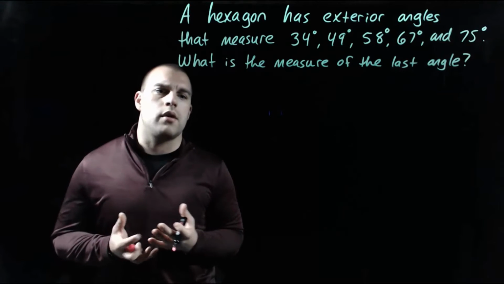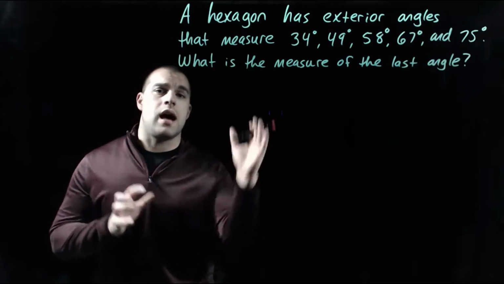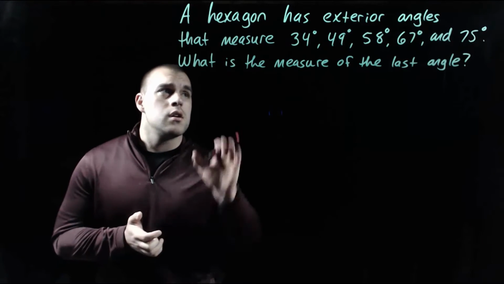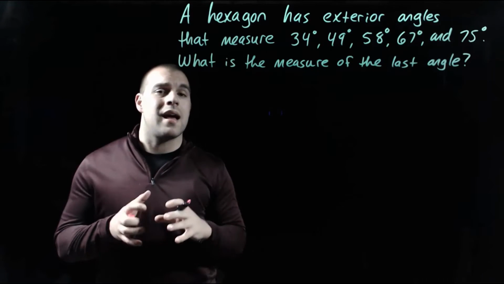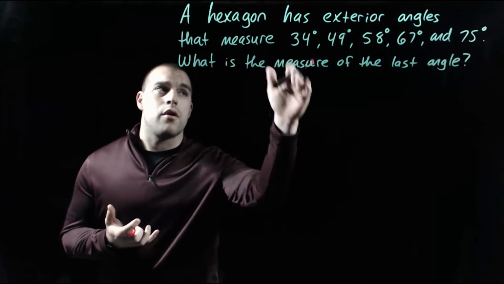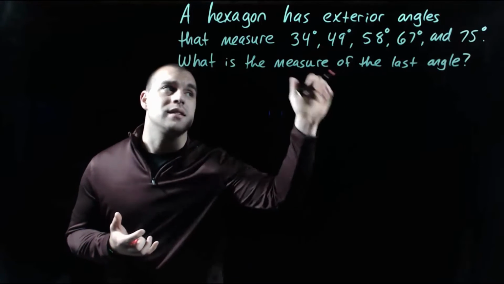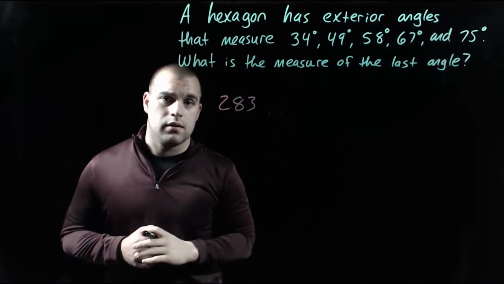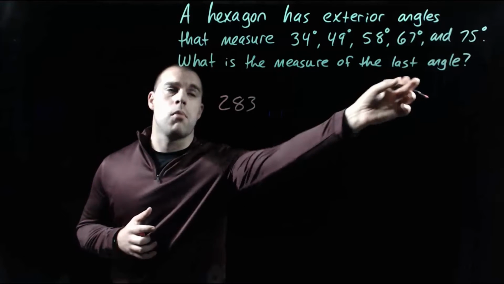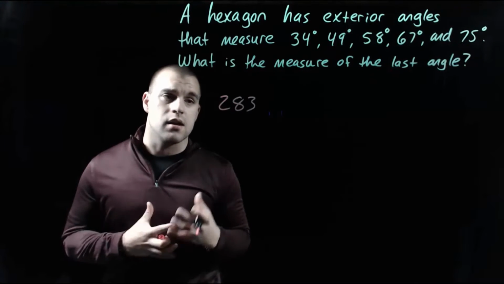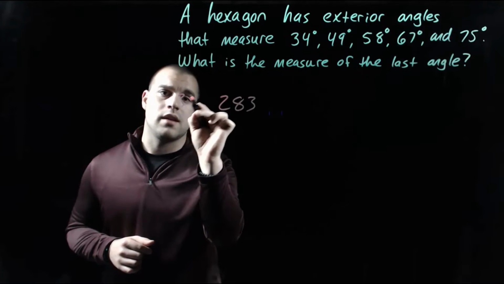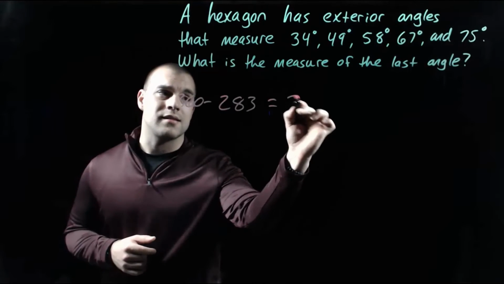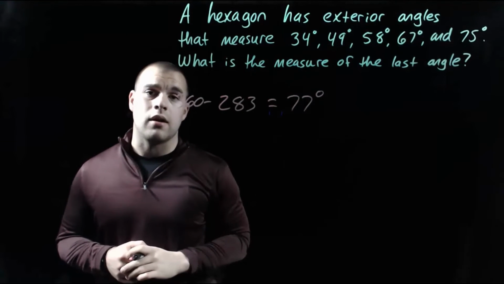So what we just talked about is that the angles on the outside, these exterior angles, have to add up to 360 degrees. So if we take what we've already got and add all of those together, 34 plus 49 plus 58 plus 67 plus 75, we end up with a measure of 283. So we're trying to figure out how much more we need in order to get up to 360. We're just going to do a little subtraction. We take 360 degrees minus what we've already used up, and that last angle should be a 77 degree angle.